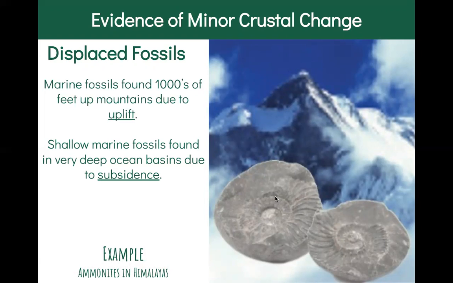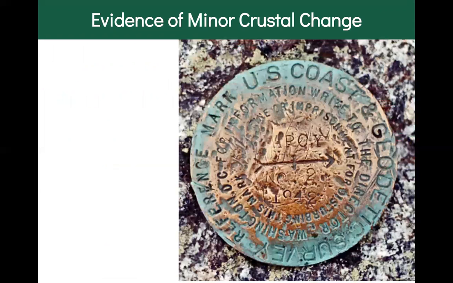Now, some of you know that round, snail-like fossil that I have behind my desk. That's an example of an ammonite tail.